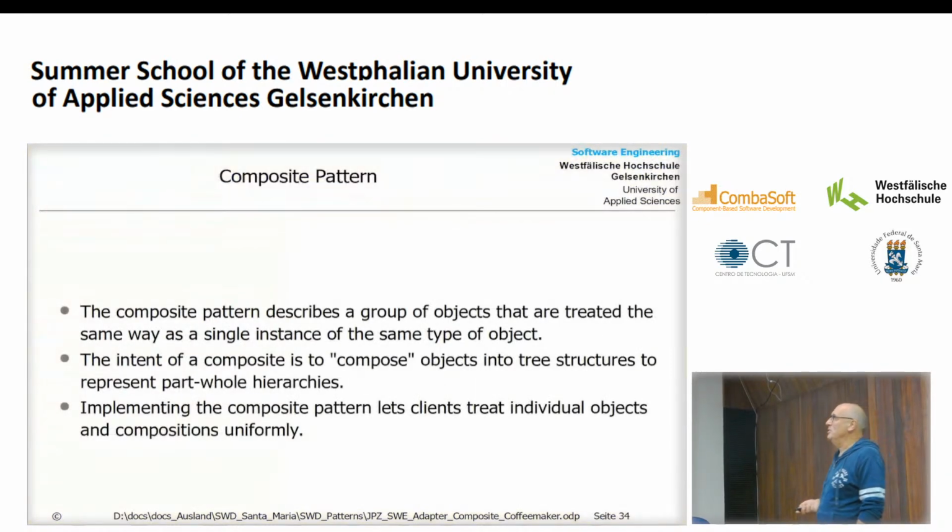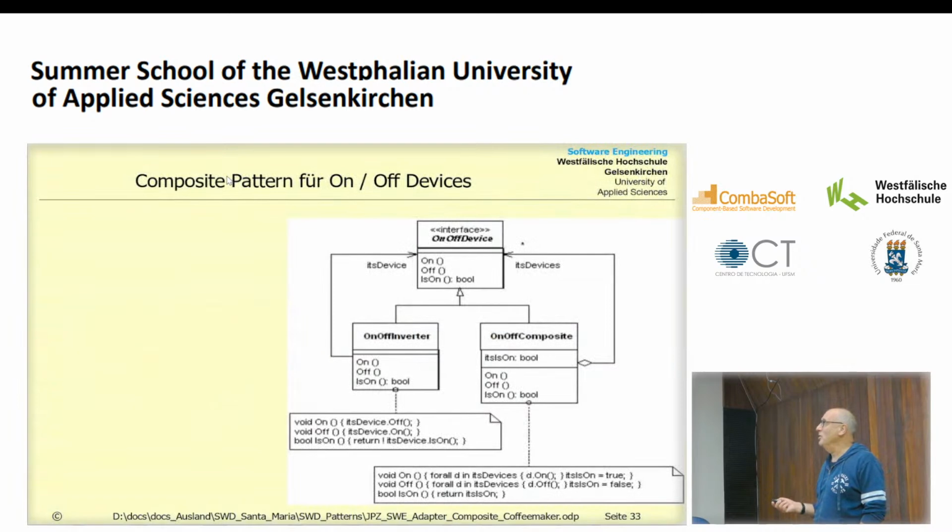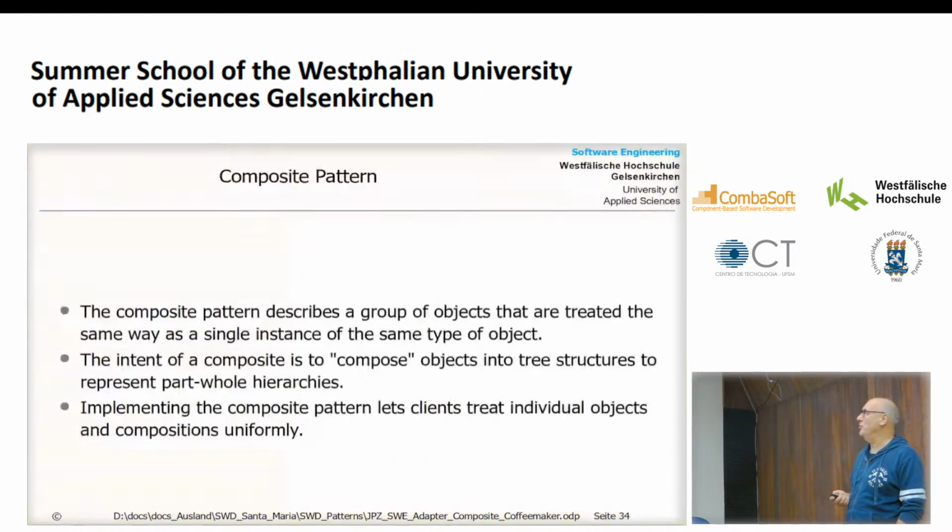So the composite pattern describes a group of objects that are treated the same way as a single instance of the same type of object. The intent of a composite is to compose objects into tree structures to represent whole part hierarchies. Implementing the composite pattern, clients treat individual objects and compositions uniformly. That is because they are both specializations of their main class.